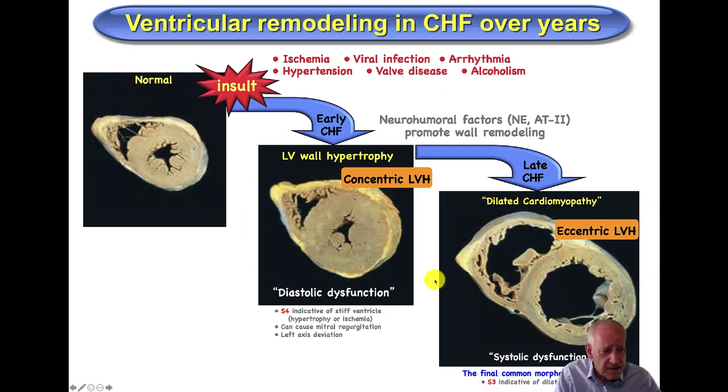This form of remodeling is called eccentric left ventricular hypertrophy. Keep in mind that concentric and eccentric hypertrophy can occur together, and they depend on many factors.